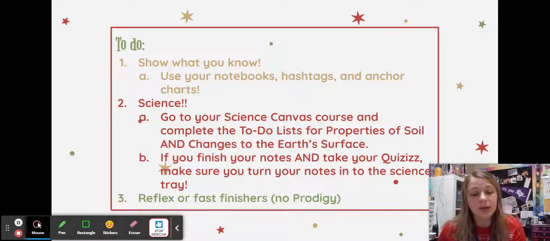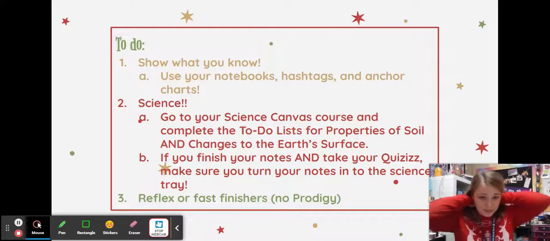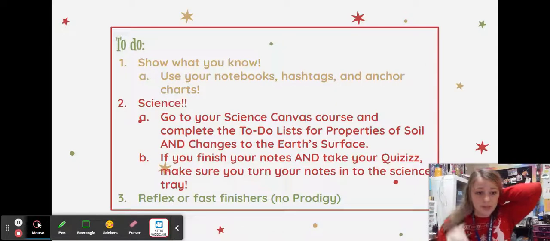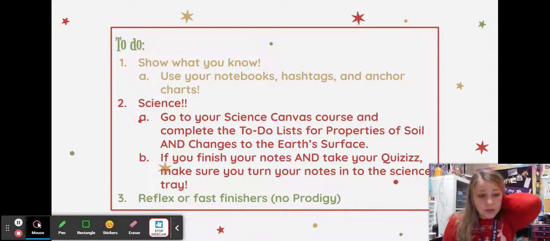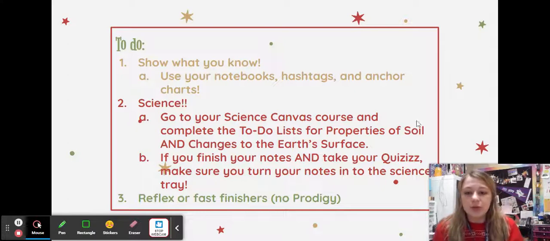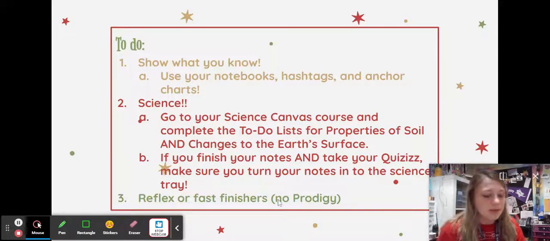And then you're going to work on your science assignments. Remember that we have two different topics this week, the properties of soil and the changes to the Earth's surface. For each of those, you need to complete that to-do list. So do your notes and your quizzes for both, okay? If you finish your quizzes for both subjects, then make sure you turn the notes into the science tray, and then you are going to work on reflex or fast finishers.